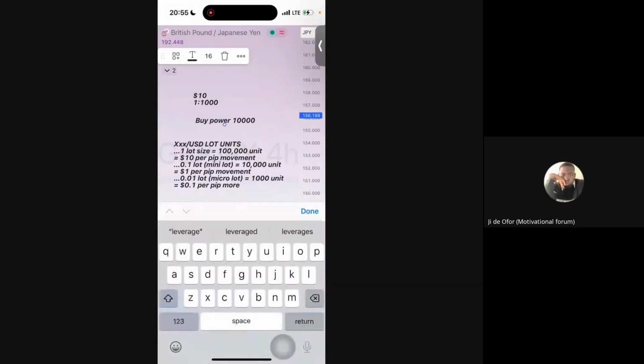Okay, you have a buy power of $10,000, which is kind of your margin. Okay, so with this amount of buy power that you have right here, you can never use a one lot size to trade that account. A one lot size needs 100K. You only have 10K buy power because of your leverage.